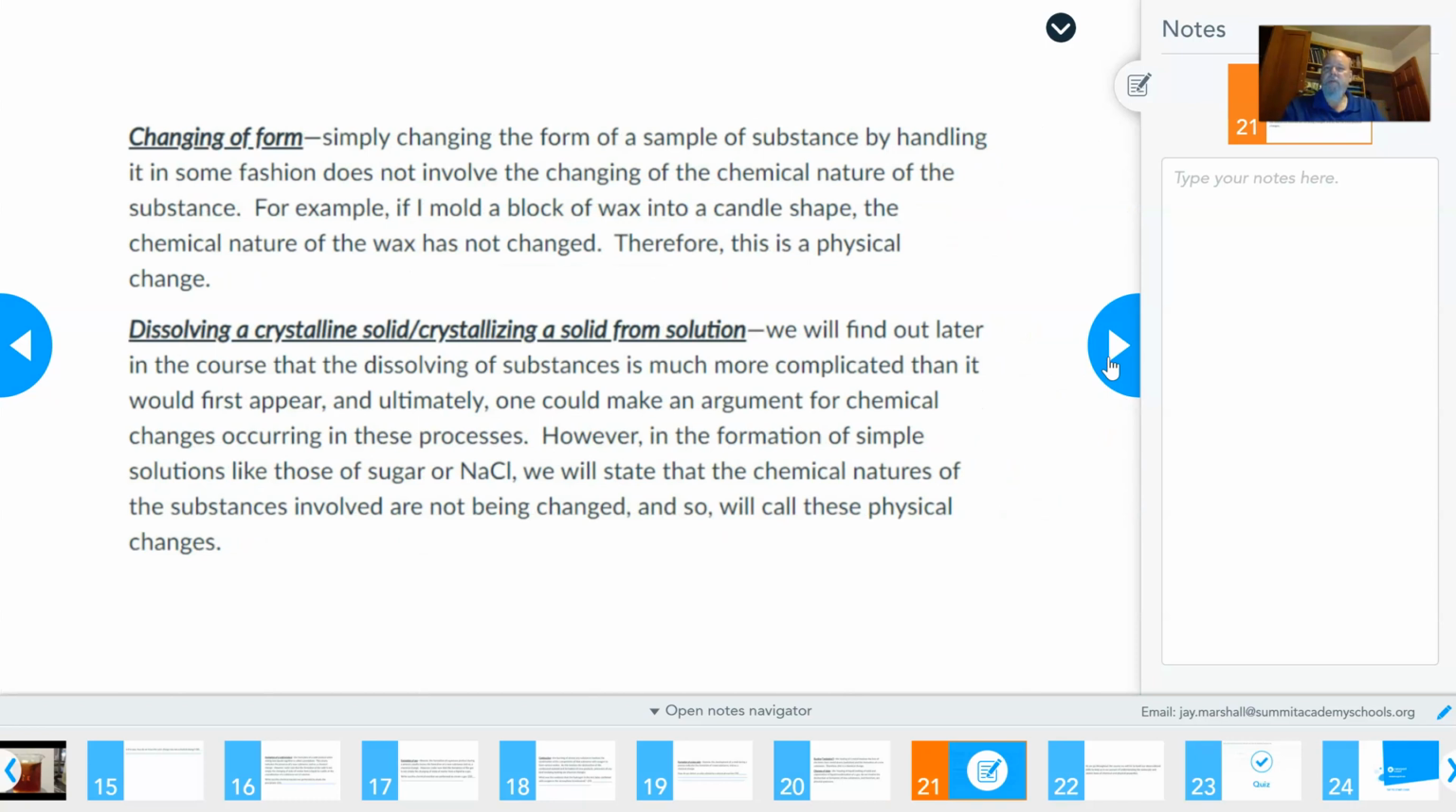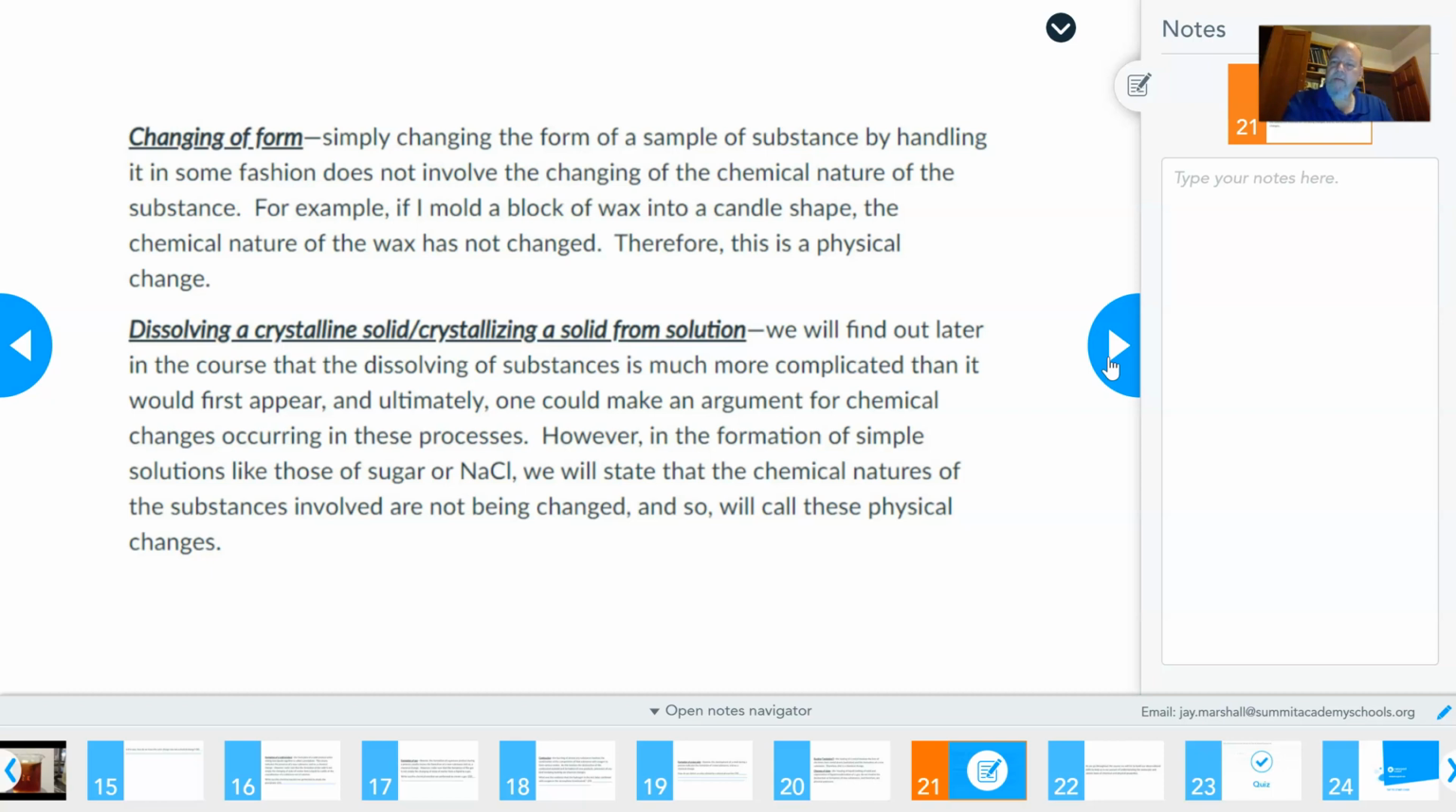Changing of form, simply changing the form of a substance by handling it in some fashion, does not involve the changing of its chemical nature. And so, if we took a block of wax and molded it into a candle, there's been a physical change, but the chemical nature hasn't been changed.